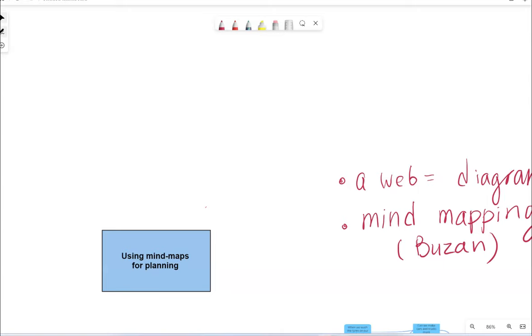Today's workshop is on using mind maps for planning, or using webbing for planning. Today we are going to use different words. So webbing and mind mapping in my context are interchangeable.